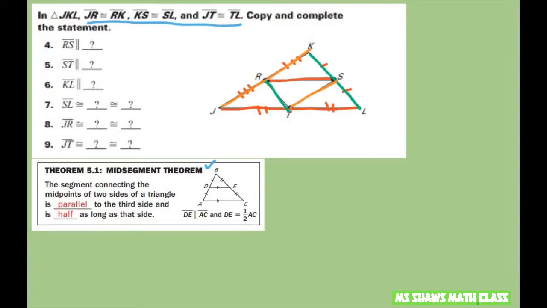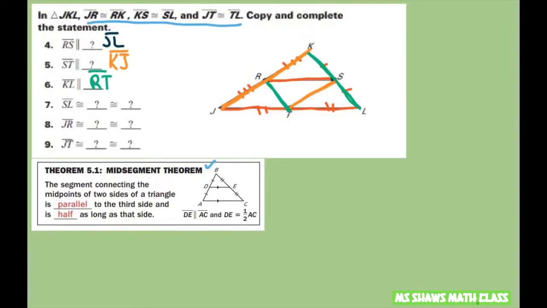Maybe we already did. RS is going to be parallel to line segment JL. ST, where's ST? That's the orange. ST is going to be parallel to KJ. And KL, that's our green, is going to be parallel to RT.